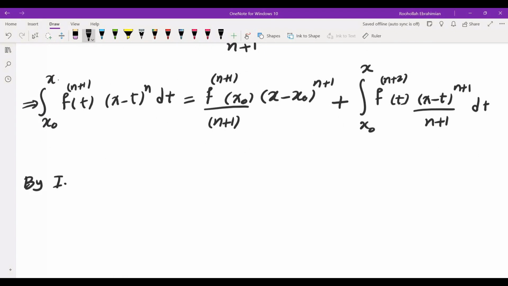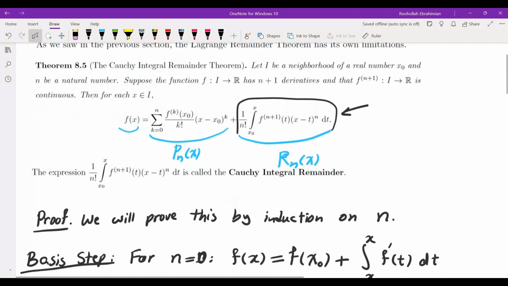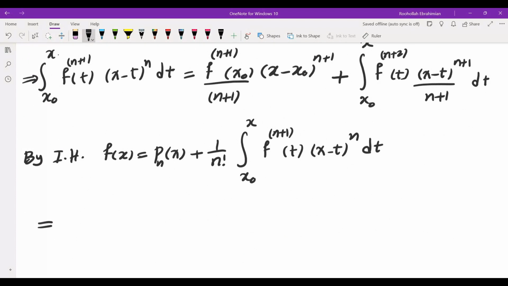By inductive hypothesis, f of x is equal to Pn of x plus the remainder, 1 over n factorial, integral from x naught to x, fn plus 1 of t, x minus t to the power of n dt. So this is the formula that we had. This was the inductive hypothesis. Okay, so I can use what I found and substitute that in here. So I'm going to use this and plug that in here.